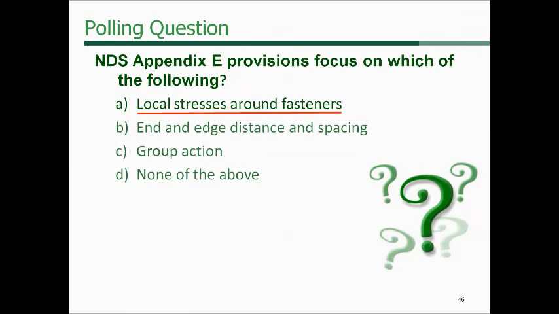The end and edge distance and spacing really is part of determining some of the adjustment factors that we looked at earlier, like a geometry factor. The group action factor that we talked about earlier really is dealing with load distribution among the fasteners themselves. So we still had a larger number get this one right, but I guess we are asking some tougher questions.